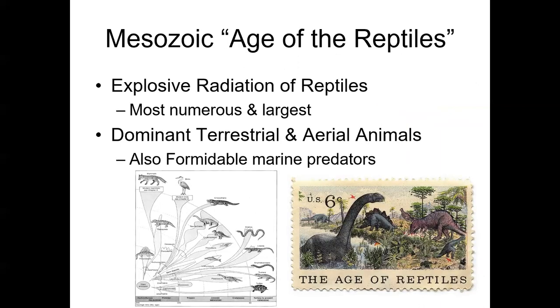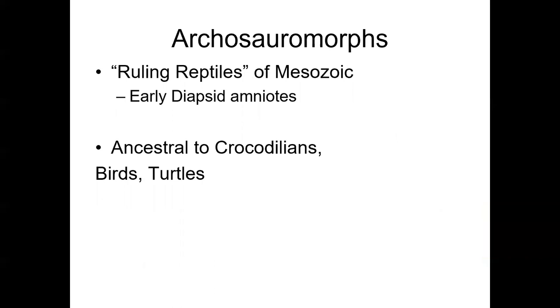If we think about the Mesozoic age, this is the age of reptiles. We see an explosive radiation of reptiles representing some of the most numerous and the largest reptiles that ever roamed the earth. They were, in fact, the dominant reptiles, in both terrestrial and aerial environments, also really formidable marine predators as well. But again, they stopped right about 65 million years ago at the end of the Cretaceous. All those lineages no longer exist. What still does exist are the archosauromorphs, particularly the branches that lead to the crocodilians and the bird lineages.